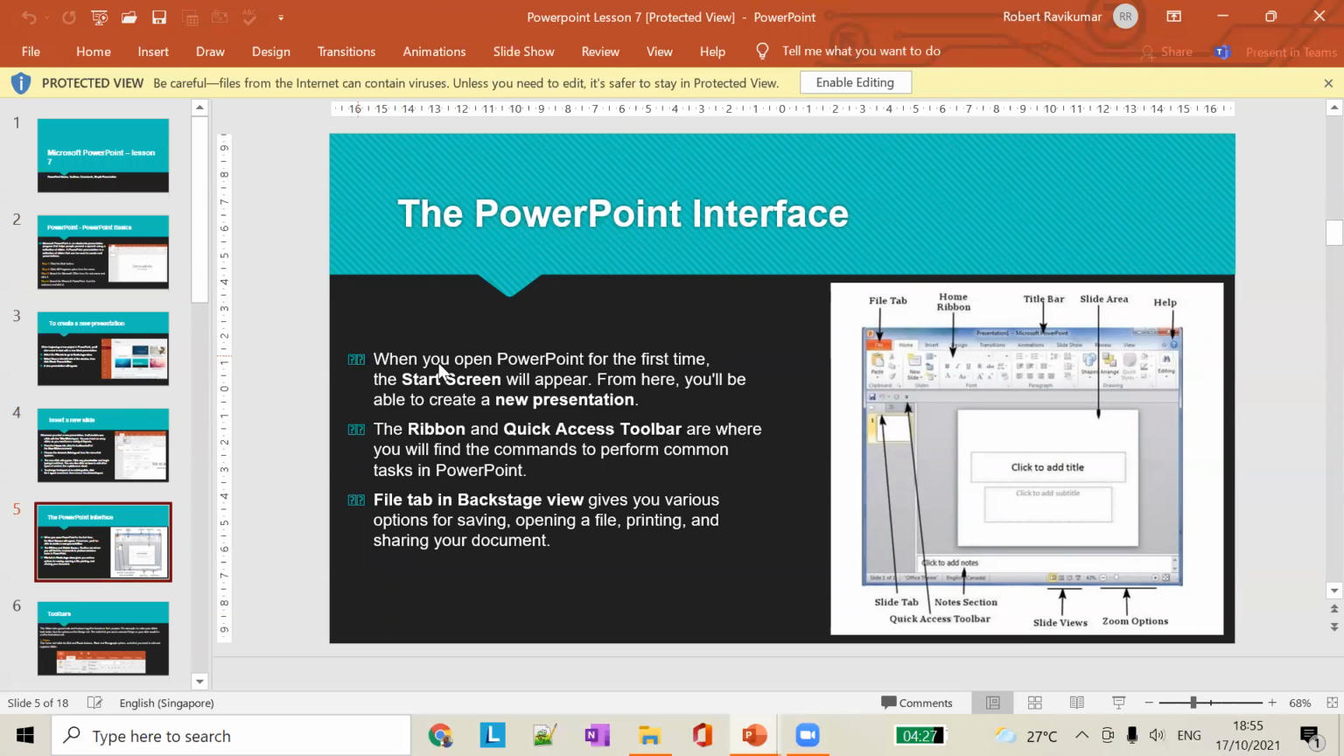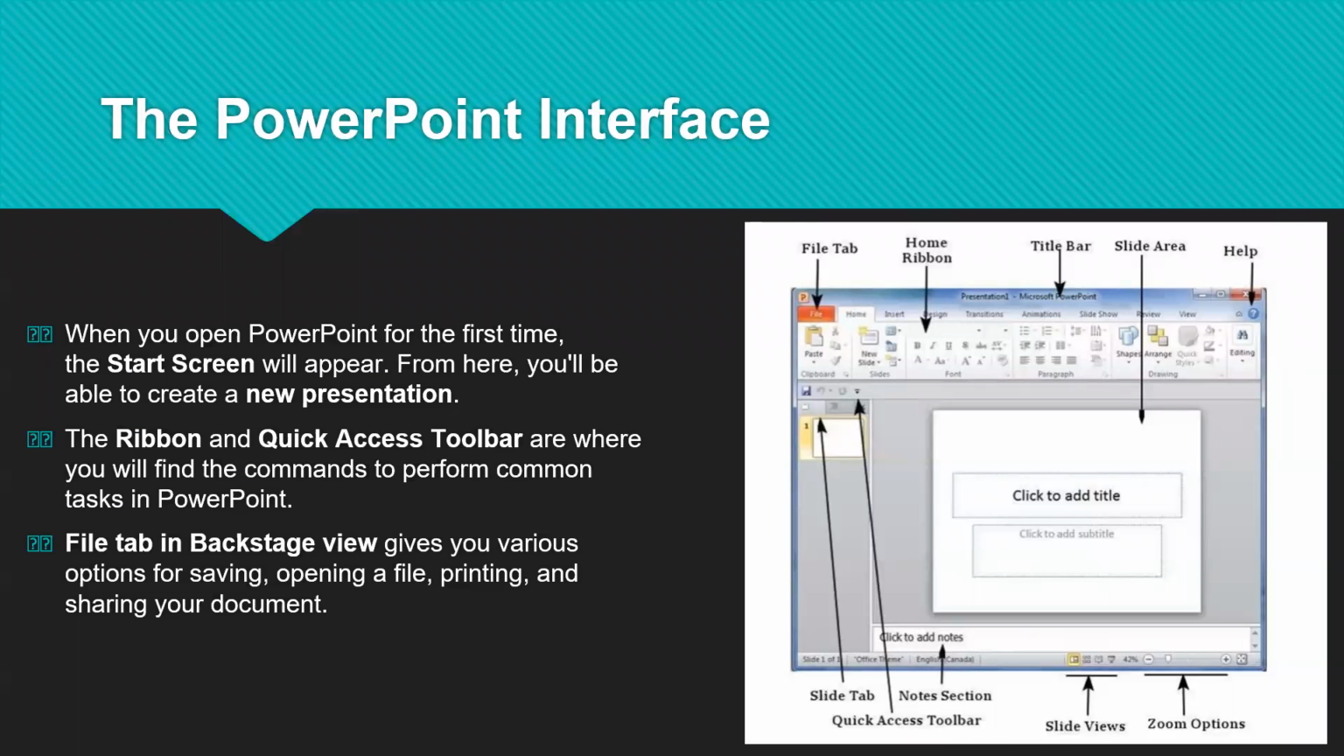So, the PowerPoint interface. When you open PowerPoint for the first time, the start screen will appear. From here, you will be able to create a new presentation. The ribbon and quick access toolbar are where you will find the commands to perform common tasks in PowerPoint. The File tab in Backstage View gives you various options for saving, opening a file, printing and sharing a document. Here we are going to see the commands and the interface that is available.